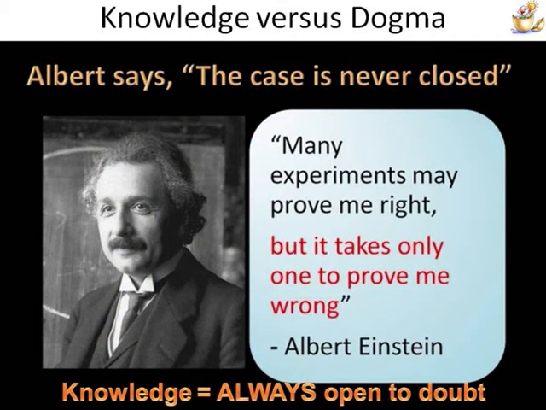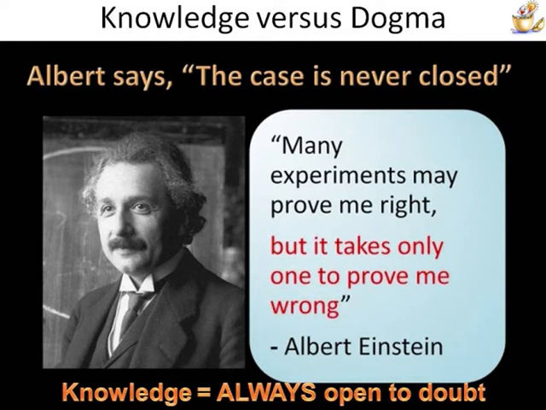My friend Albert says the case is never closed. Well, knowledge is always open to doubt. Albert Einstein said, many experiments may prove me right, but it takes only one to prove me wrong. Another way falsifiability can be expressed. But more than falsifiability, here is a belief system which says that knowledge must always be open to doubt, because that's the only way to progress. Unless you doubt yourself, unless you doubt what is placed before you as a fact, you can never know the facts, you can never know reality, you can never know truth.